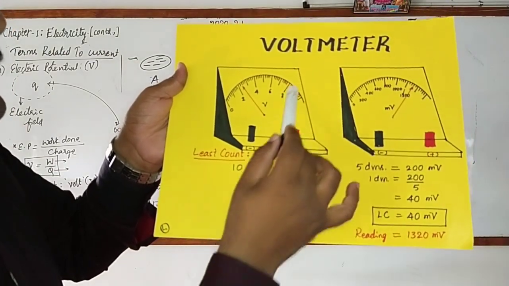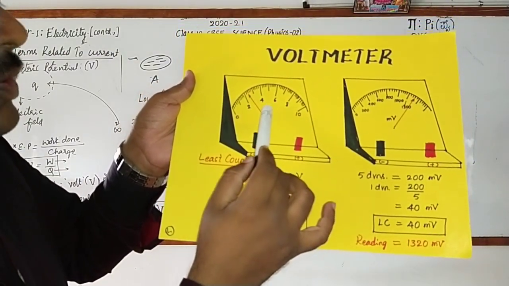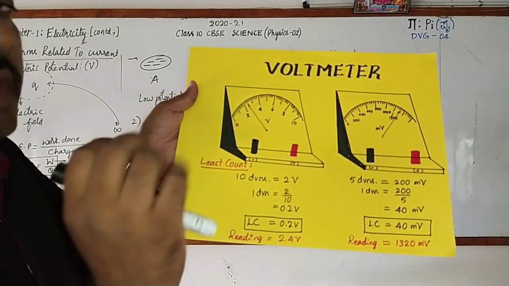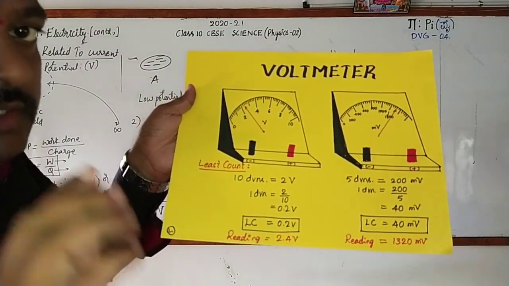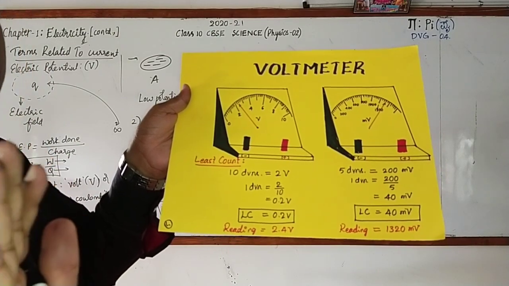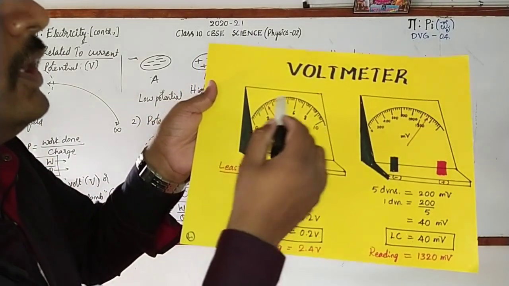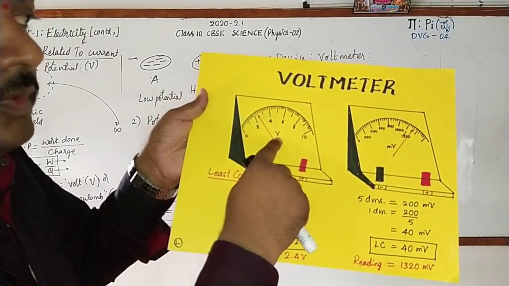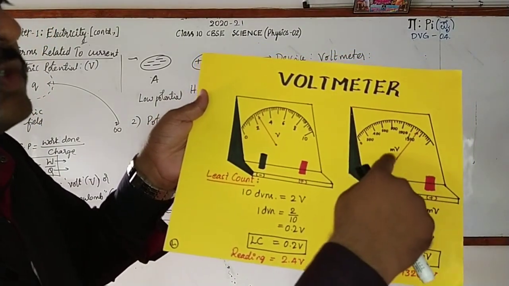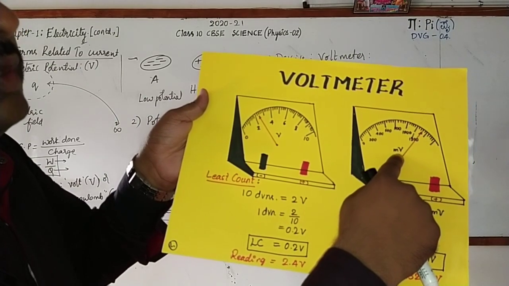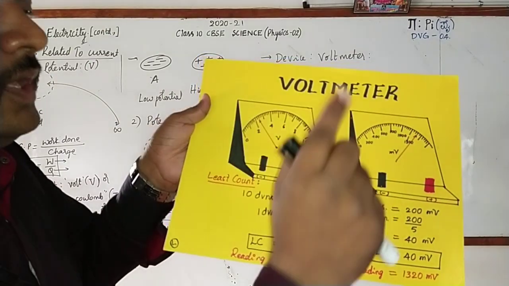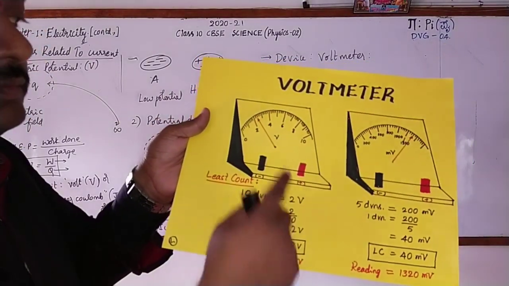But first, the voltage can be nothing but potential difference. I forgot to tell you one more thing. Potential difference is also known as voltage. You are very familiar with this word. Here potential difference is found in terms of volts. Here also potential difference is found in terms of millivolts. Milli means 10 raised to the power minus 3.